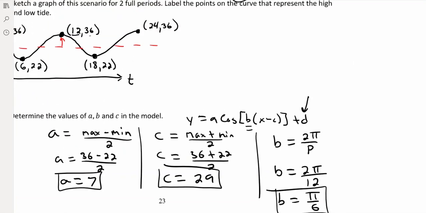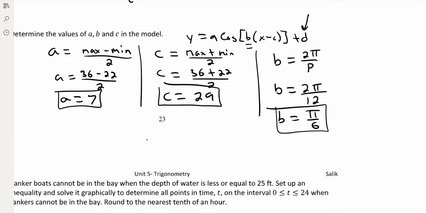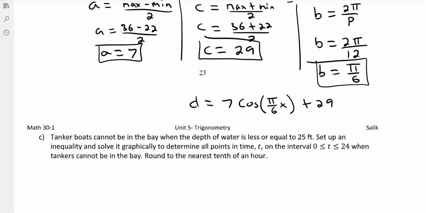So just for good measure, let's write out the equation for this. D is equal to 7 cos, and then our B value of pi over 6 x, and then our C value was plus 29.